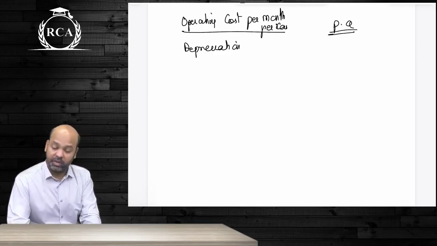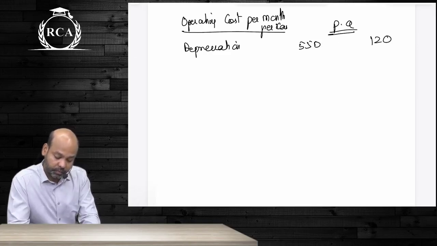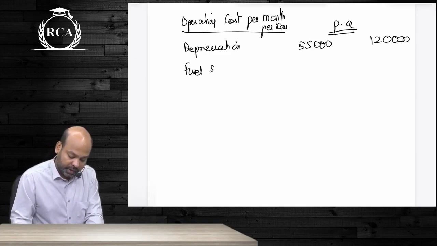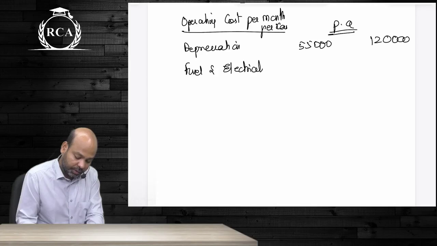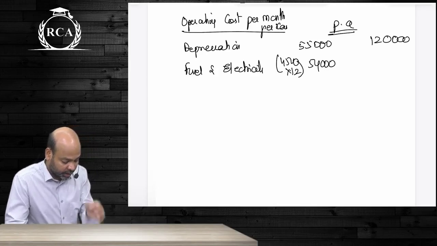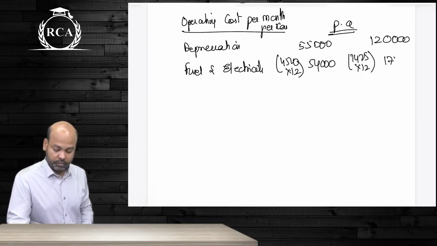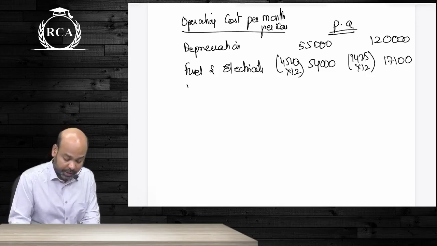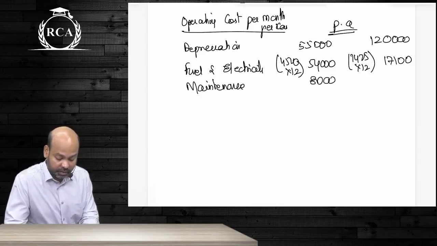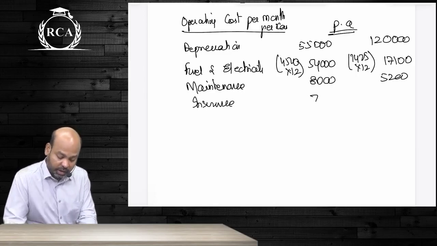Per annum beta depreciation was 55,000 and 1,20,000. Fuel and electricity guys I have per month. Can you convert that into year? 4,500 into 12 beta 54,000, and the other one beta is 1425 into 12, 17,100. Maintenance cost beta we already have per annum 8,000 guys and 5,200. Insurance cost is also per annum guys 7,600 and 14,600.